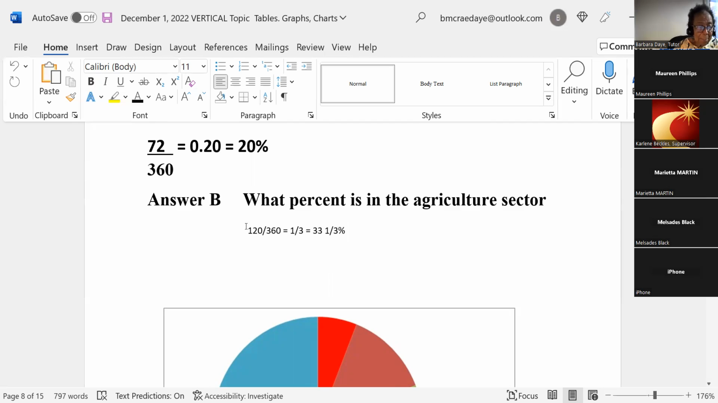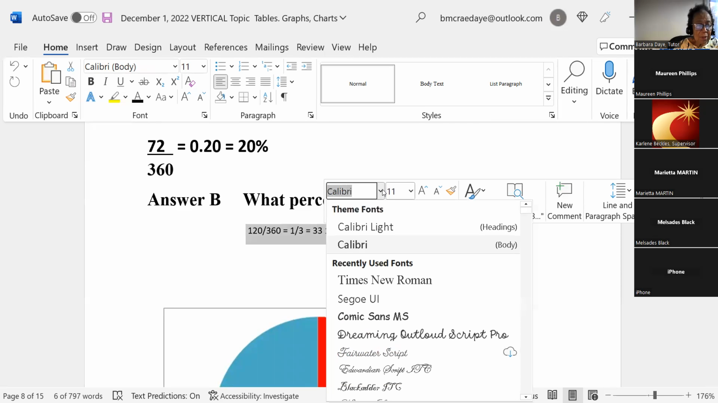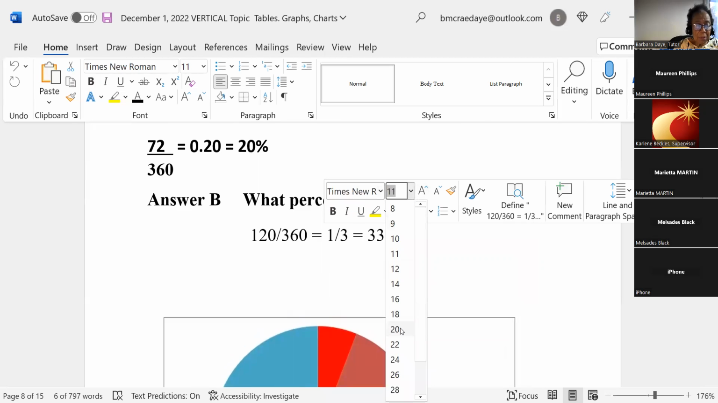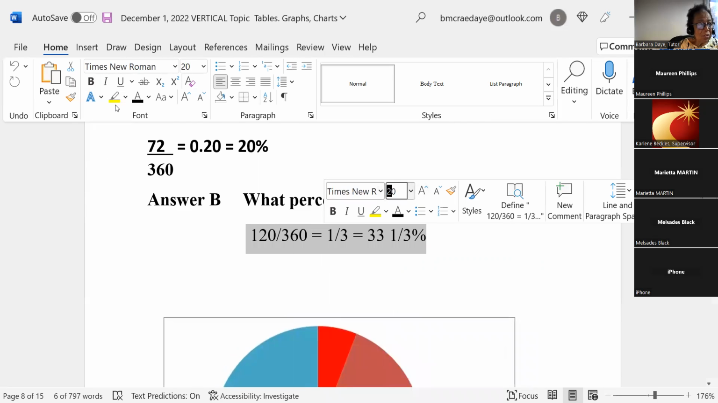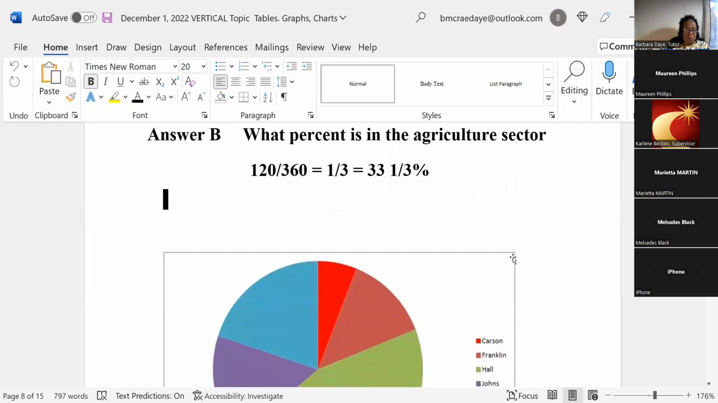Got it? So whatever the degree is, you divide it by the total, and that will give you the percent. Well, you get a fraction or a decimal and you convert it to a percent. But some of these you know already, right? You don't even have to guess them because you know 1/3 is 33 1/3%, right? Okay.